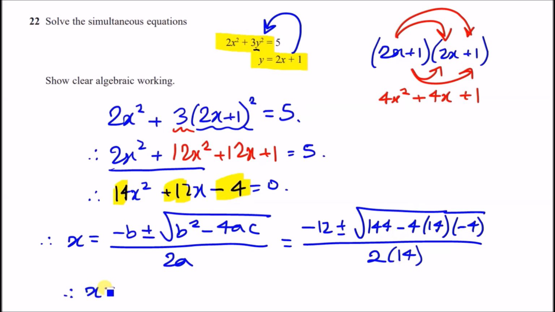That is the first x value. You should get 1 over 7, and you should also get, if you try the other sign, negative 1. Or I mean, with one of these signs you get one or the other. Okay, so these are your 2 results. Now, it doesn't stop here, yeah?